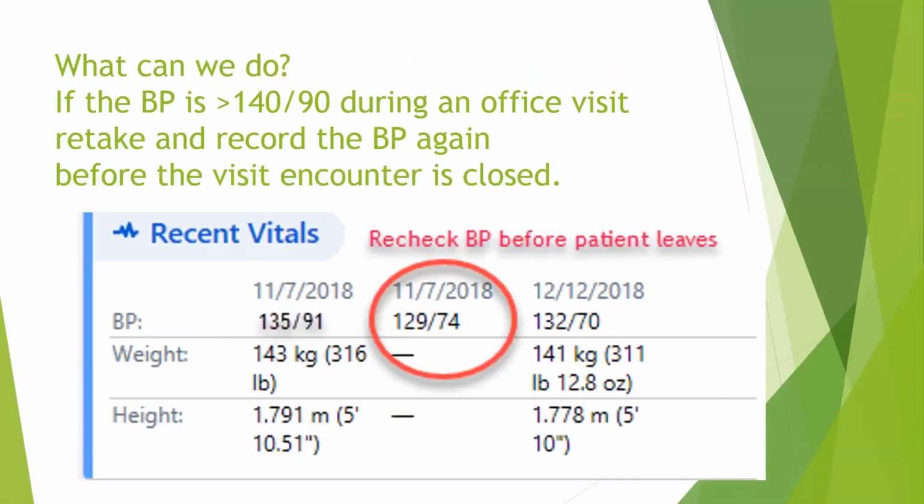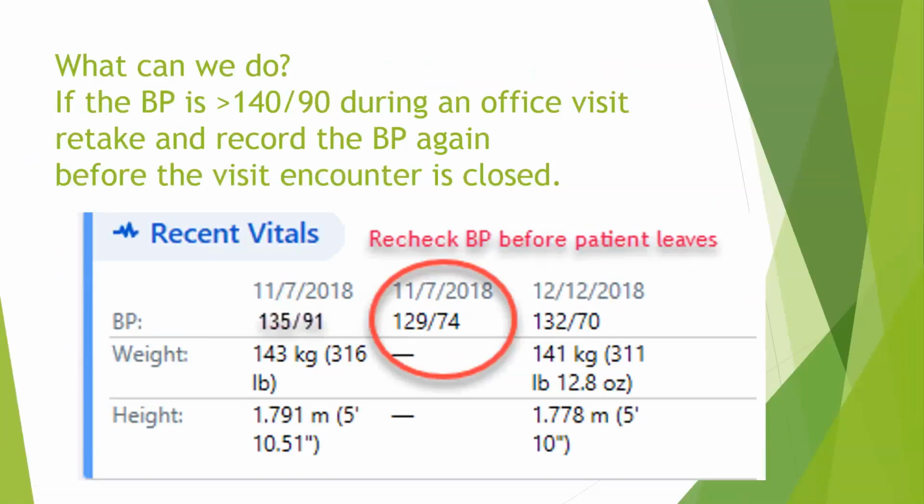So what can we do if our patient comes into the clinic and we have a blood pressure reading that is greater than 140/90 during the office visit? We have many clinics that record and retake the blood pressure during the patient's visit to see if that blood pressure will drop down. You can see here there was an initial blood pressure reading on the 7th of November as 135/91. That 91 would cause that patient to not meet the measure. So that blood pressure was retaken. The next blood pressure was taken and recorded as 129/74. You want to retake that blood pressure before the patient leaves to see if it comes into alignment.